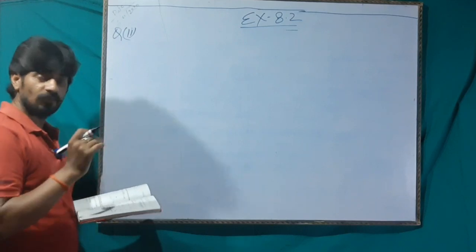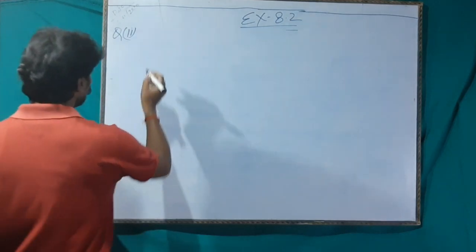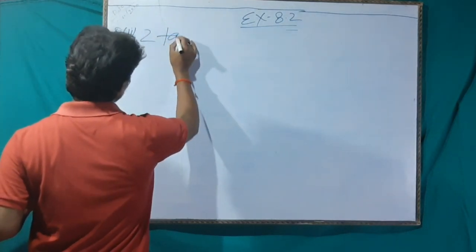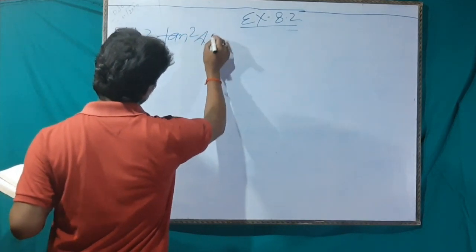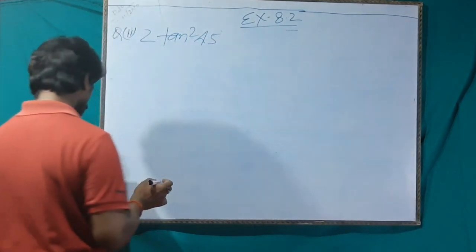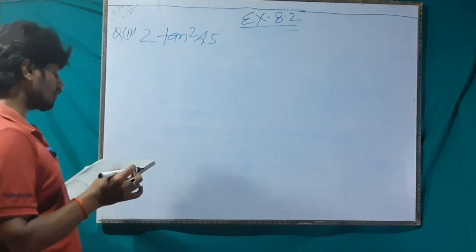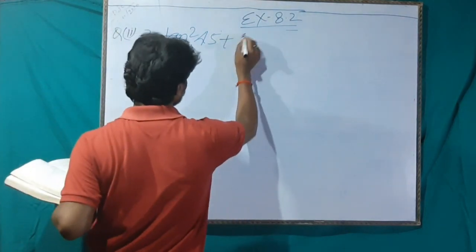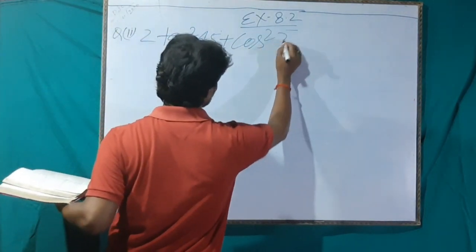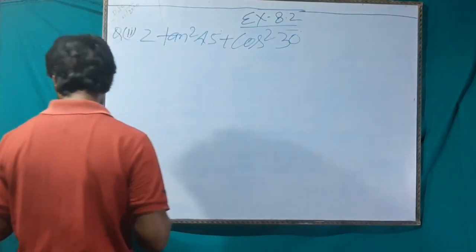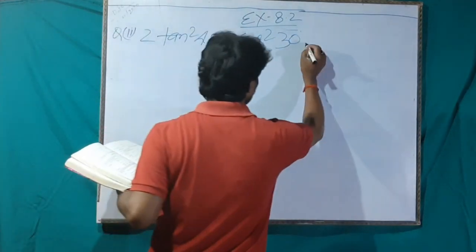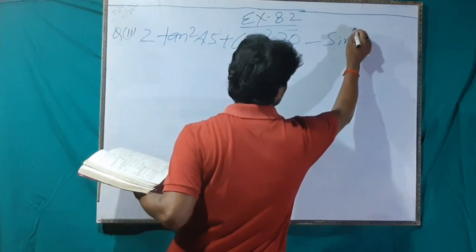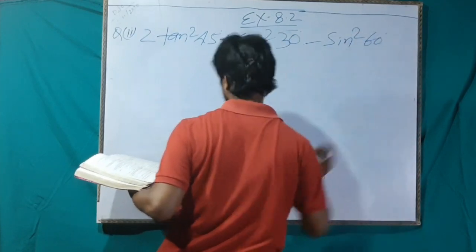Question number second of first: 2 tan square 45 degree plus cos square 30 degree minus sin square 60 degree.